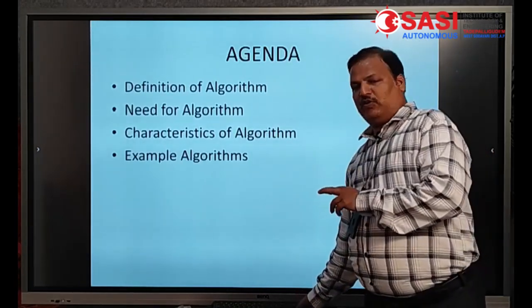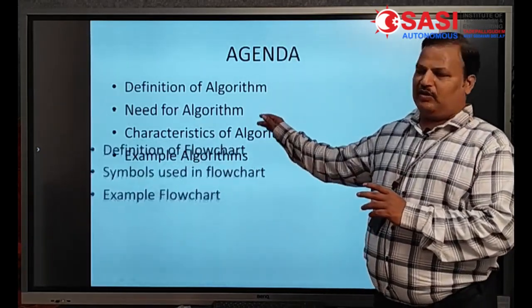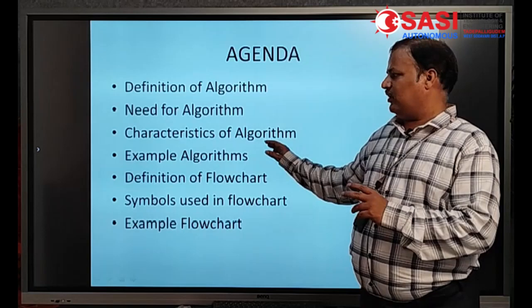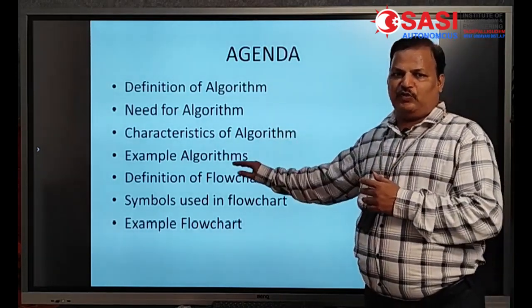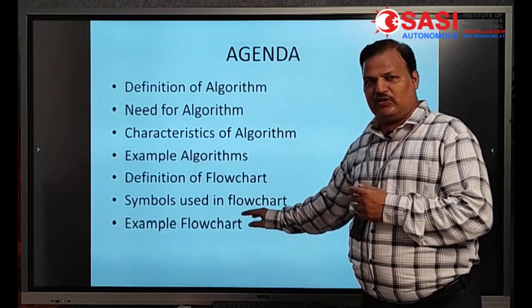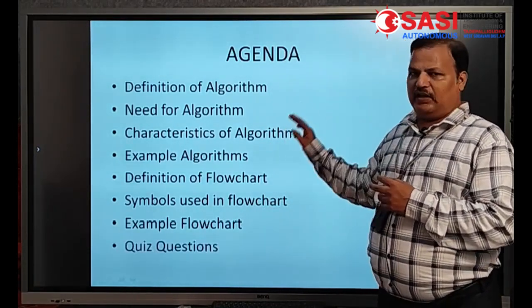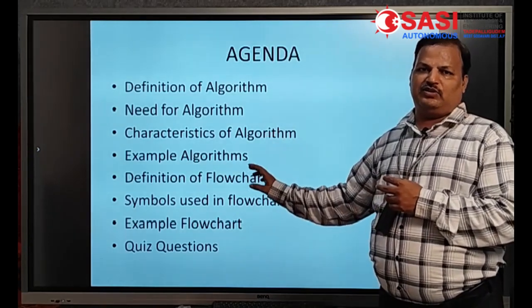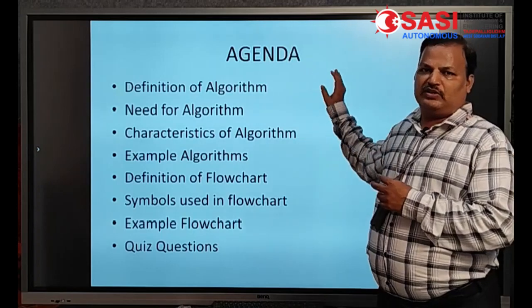In algorithm, we are going to see the definition of algorithm and the need for the algorithm, what are the characteristics of the algorithm, then an example of an algorithm, followed by the definition of flowchart, what are the various symbols used in the flowchart, followed by examples of flowchart. At the end of this video lecture we have the quiz questions. Students have to answer those questions in a Google form attached with this video.